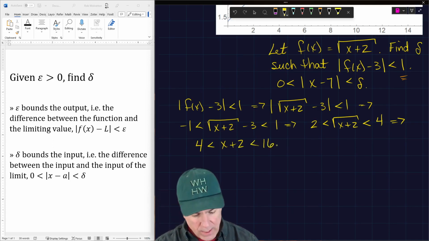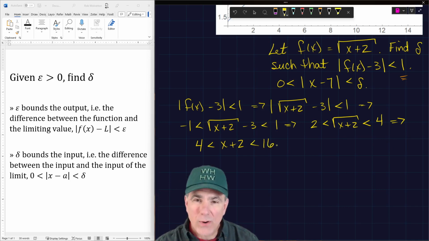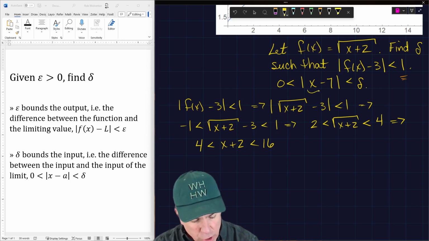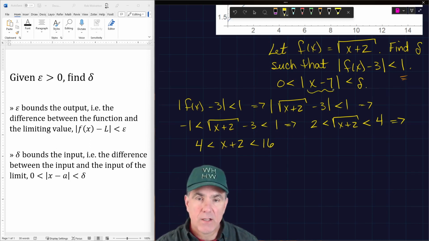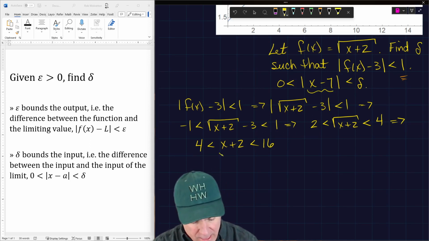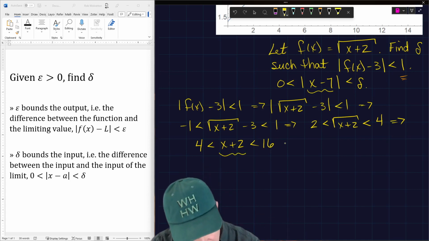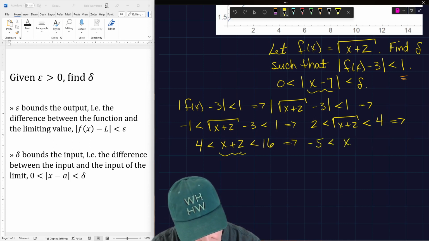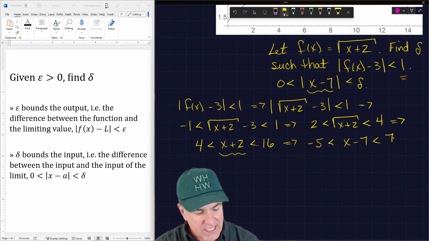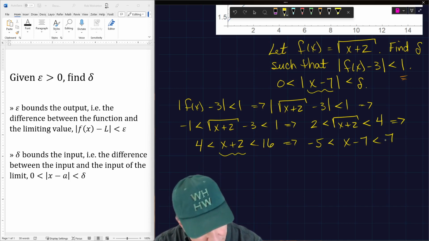And finally, what I'm going to do is subtract off. Well, what do I need to subtract off? I need it to look like x minus 7. So I need to subtract 9 from the inequalities in order to get this piece to be x minus 7. So let me subtract 9 through the entire piece. When I do that, I have minus 5 is less than x plus 2 minus 9, which is negative 7. That's what I want. And then that's less than 7. 16 minus 9 is 7.